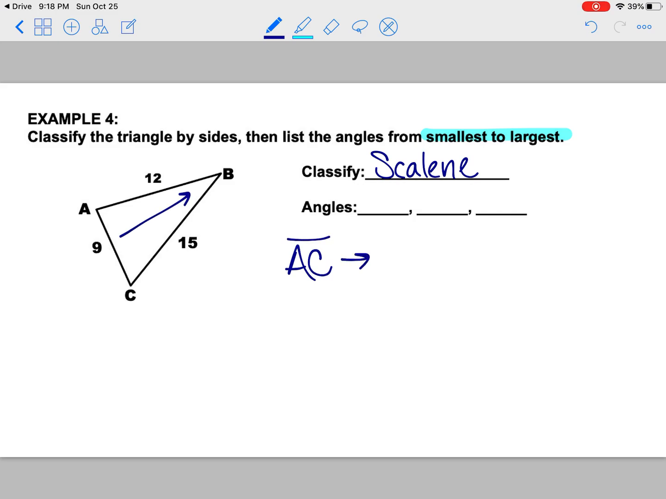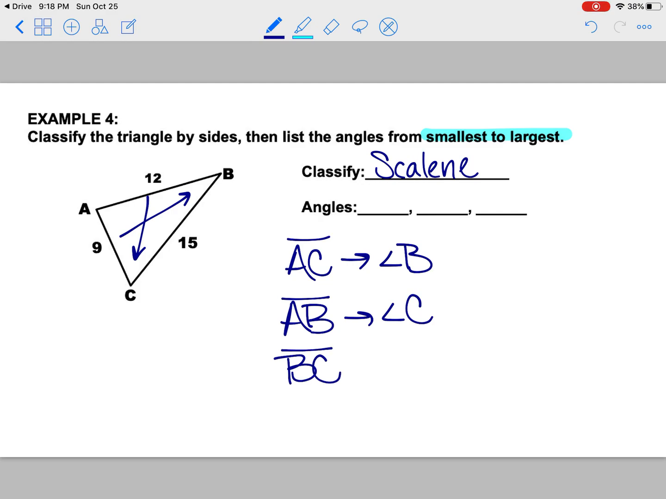The angle it's across from, or the letter we're not using, is angle B. Our next smallest side is side AB with 12. The angle across from it, the letter we're not using, is angle C. And then our biggest side is 15, which is BC or CB, either way you want to look at it. And the angle across from it is angle A. And so now we have our answers from smallest to largest. We can say angle B, angle C, and angle A.